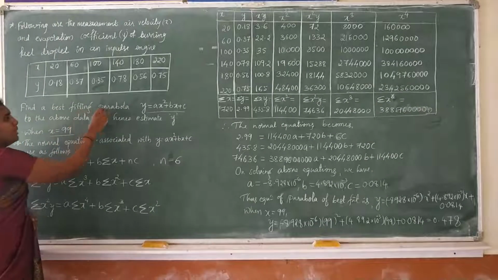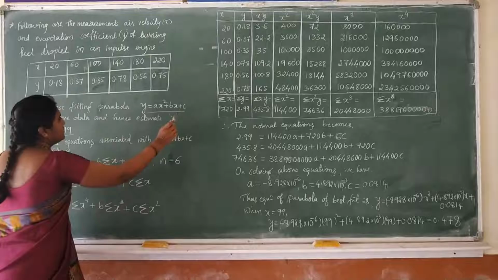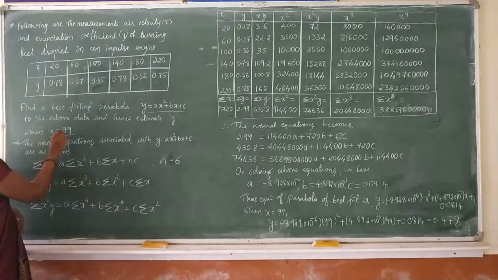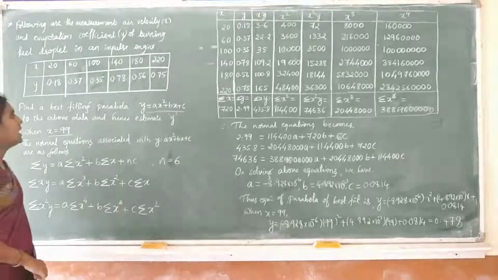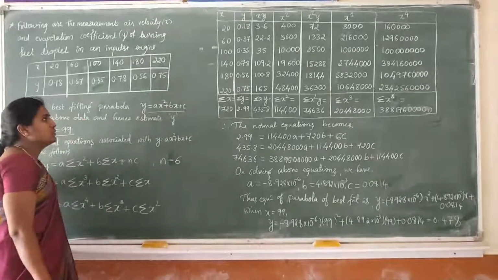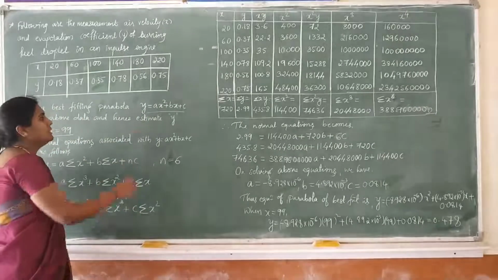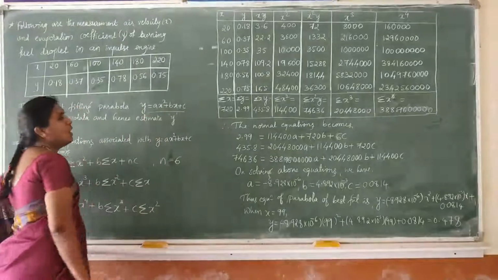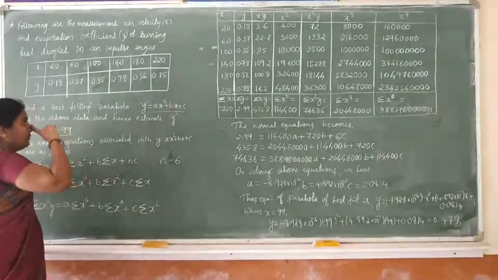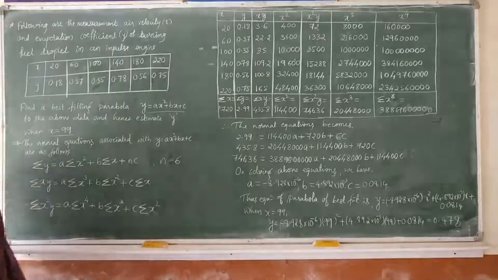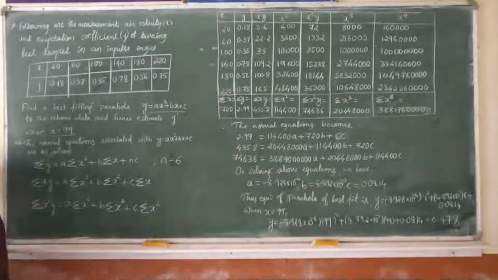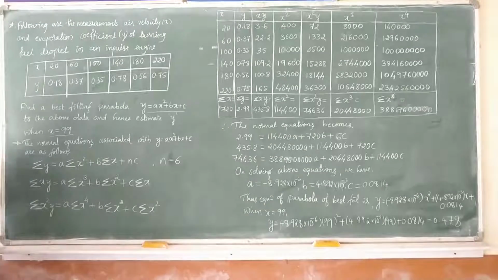Find the best fitting parabola y equals ax square plus bx plus c to the above data, and hence estimate y when x equals 99. Here they are asking to fit a parabola for the given y equals ax square plus bx plus c, meaning we need to find a, b, c values. After finding a, b, c values, we need to fit a parabola for the given data. After fitting the parabola, we need to find the value of y when x equals 99. Okay, let's start the example.